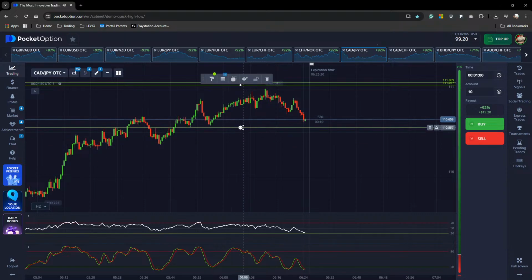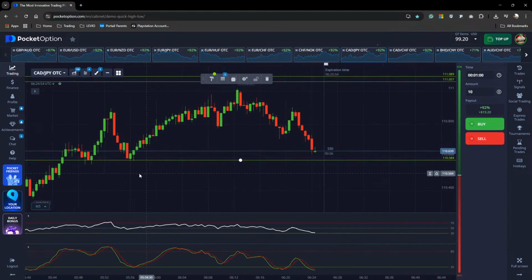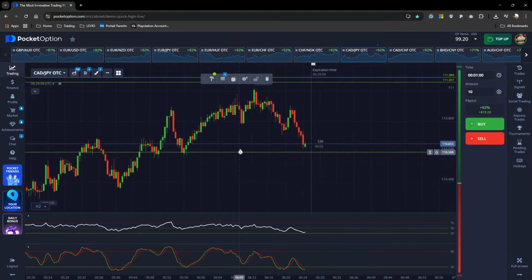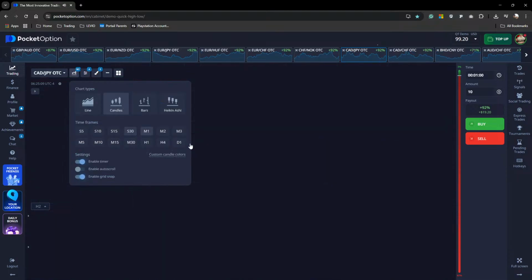Like here in my strategy, we are overbought and oversold. Yet I'm not at my level. There's a strong level right here, which is a round number. I'm not near it. So of course I don't take that trade. Let's go see in 1 minute.